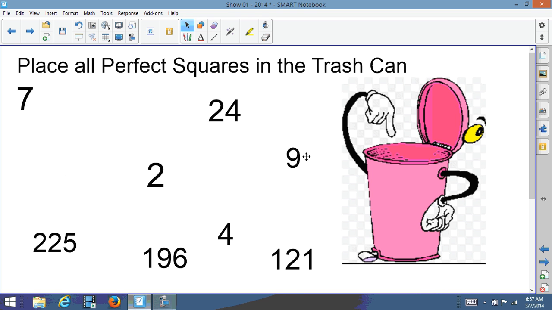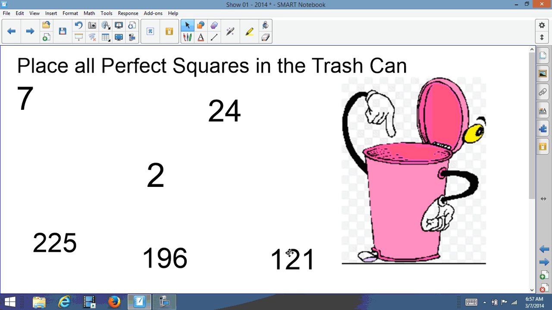I can put 9 in there. So 9 is a perfect square. But 7, I can't think of anything. 2 times 2 is 4. Hey, there's 4. I can put that in there. And I just said 2 times 2, but wait a minute, 2 times 2 is 4. So 2 is not a perfect square, but let me check that. Nope, it's not. Well, 7, I guess, is not a perfect square because I can't think of anything. Let me check it. Nope, no good.